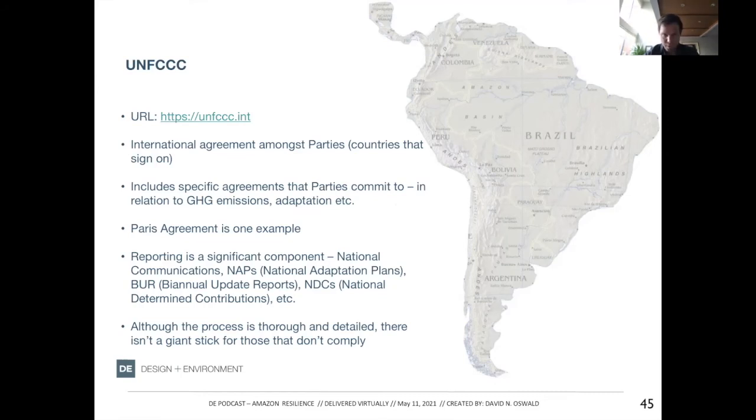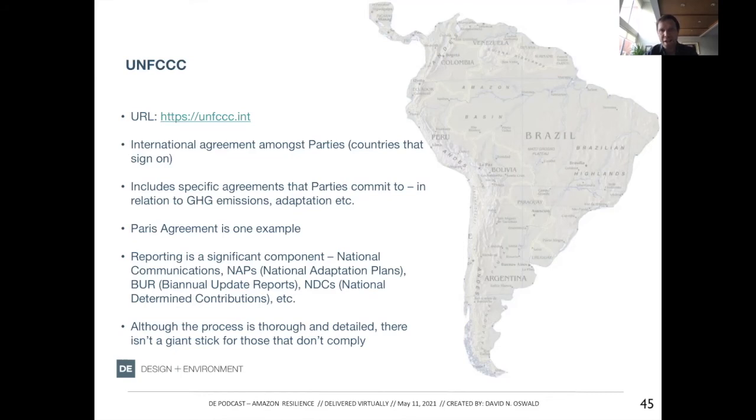National adaptation plans, so how are they planning to adapt to climate change? Biannual update reports, which again is a periodic report. And NDCs, which are nationally determined contributions. What do they intend to achieve for greenhouse gas reductions? Although the process is thorough and detailed, the problem here, and we'll get to this next week, is there isn't a giant stick for those that don't comply.